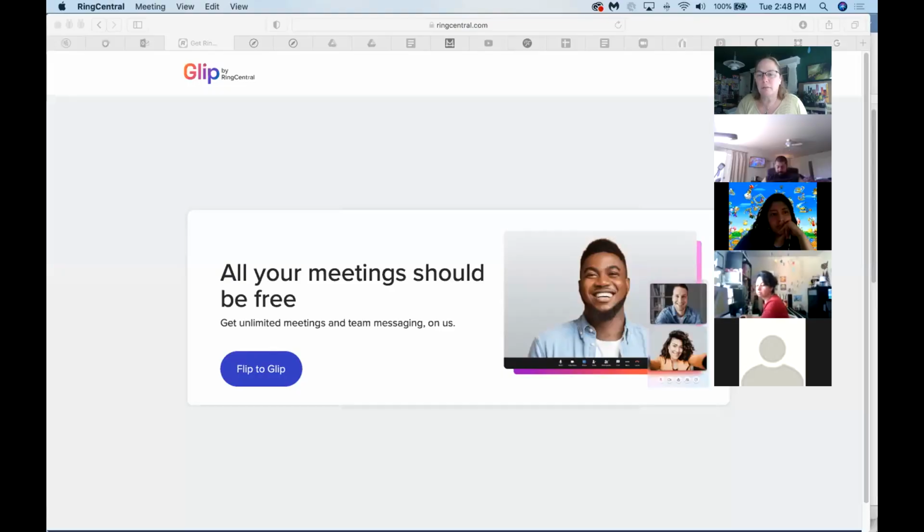Zoom recording. Okay, we got blinky red light. Good sign.